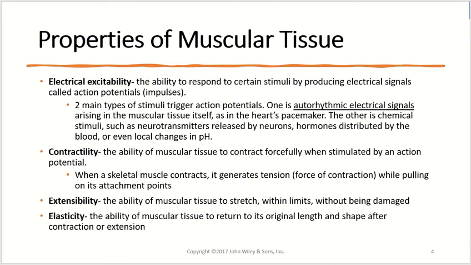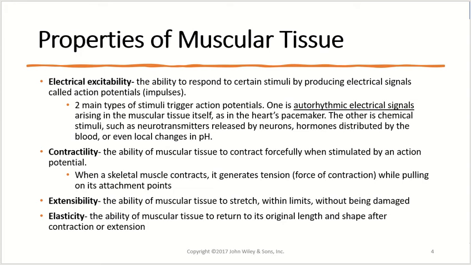Next, we have the properties of muscular tissue. A big characteristic of muscular tissue is the fact that it is electrically excitable. This simply means that it has the ability to respond to certain stimuli by producing electrical signals. These signals are called action potentials, sometimes called impulses. There are two main types of stimuli that are going to trigger action potentials. One is autorhythmic electrical signals, and these are going to arise from the muscular tissue itself.